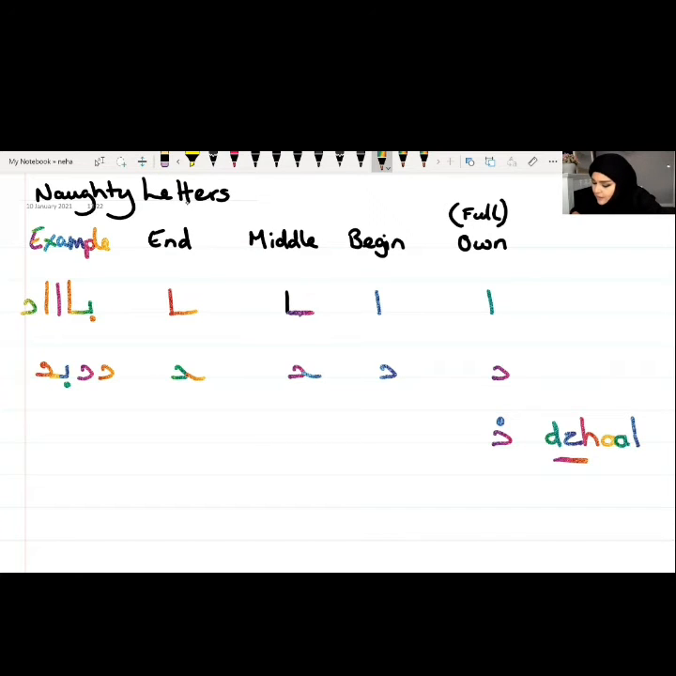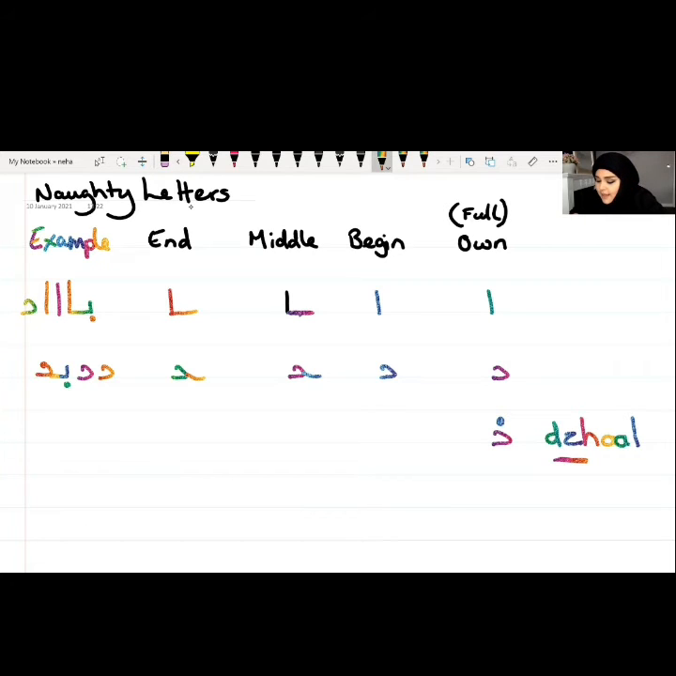The. How when you say that, them, they. Tongue slightly out and touching your upper teeth. Dhal. Again, the naughty letters are easy.